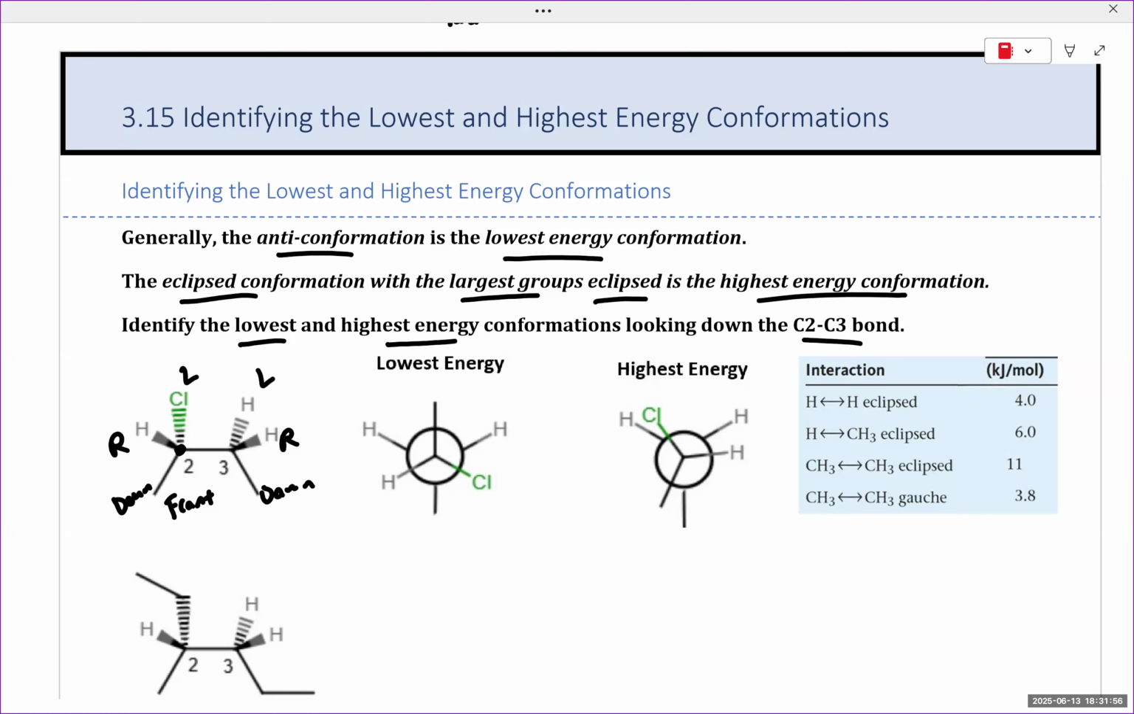Now, with that established, here is our initial Newman projection, and let's show how it branches off into the lowest and highest energy conformation.